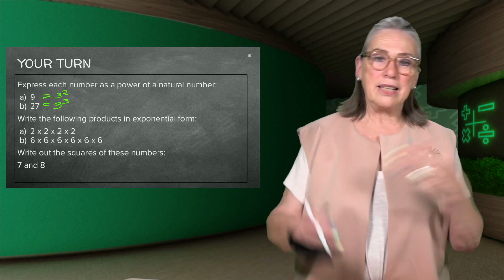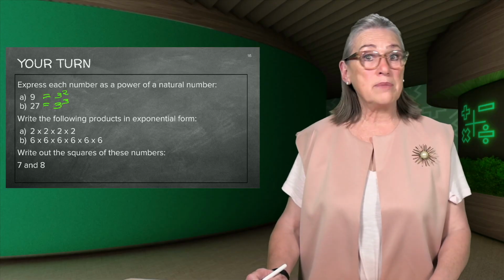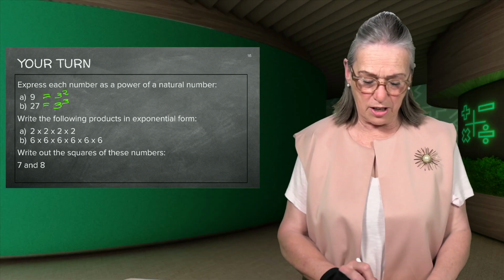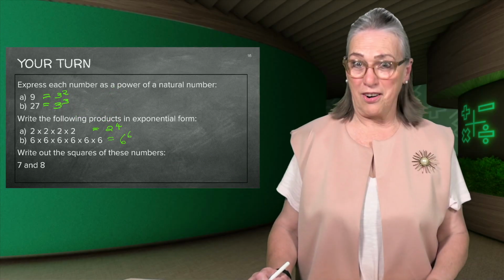Okay, now we're doing the other way around. They ask us to write the following products in an exponential form. So here we've got 2, the base, and it's 1, 2, 3, 4. So it is 2 to the power of 4. And 6 then would be, the base is 6, so it's 1, 2, 3, 4, 5, 6. And our exponent is 6.